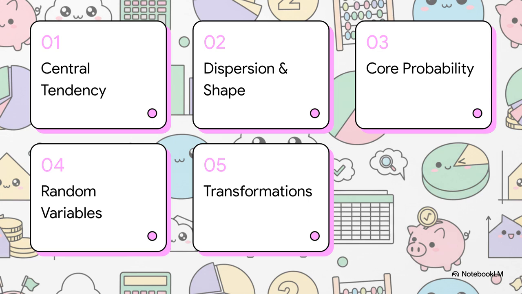Okay, let's dive into this roadmap. We've broken the heavy lifting into 5 clean, logical tool sets. We'll hit central tendency, dispersion and shape, core probability, random variables, and we'll wrap it up with transformations.